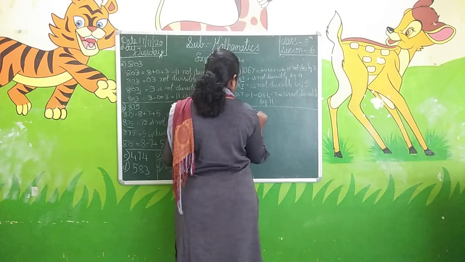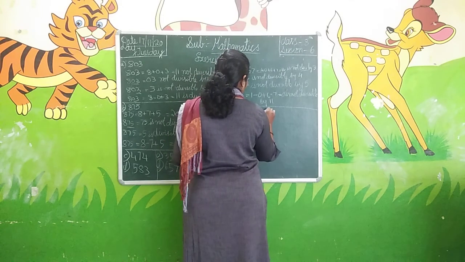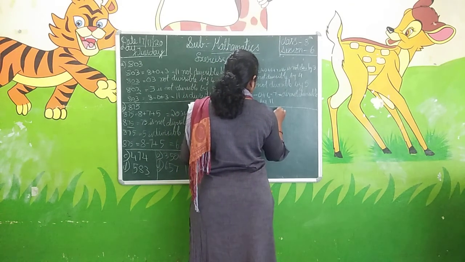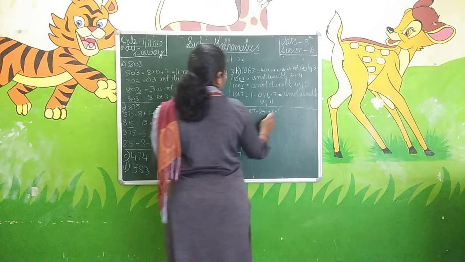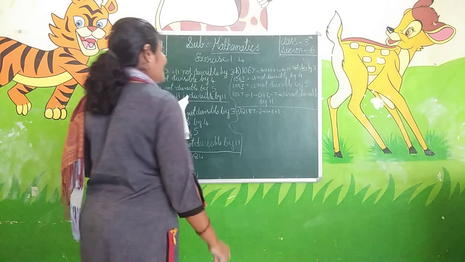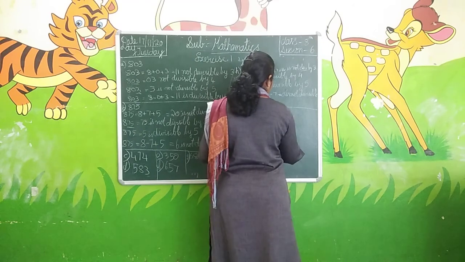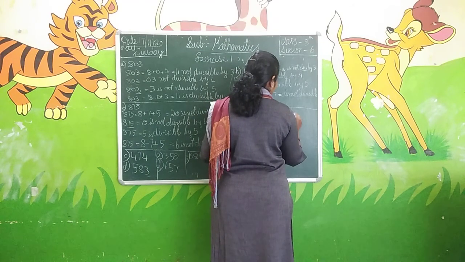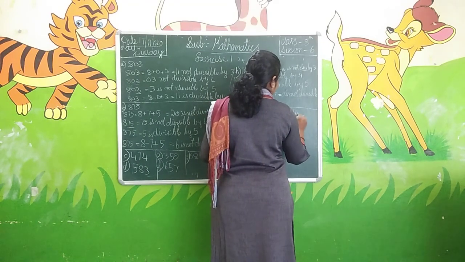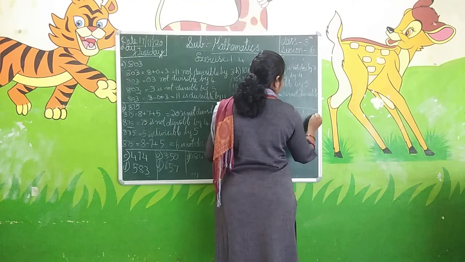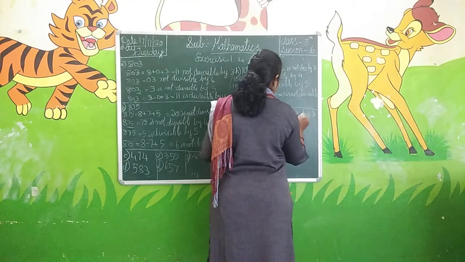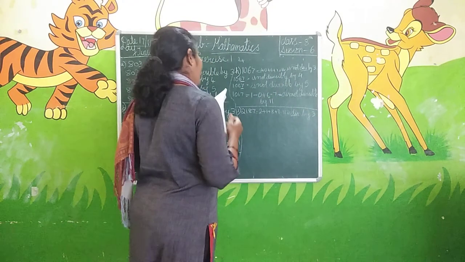2187. If we add the digits, 2 plus 1 plus 8 plus 7: 7 plus 1 is 8, 8 plus 8 is 16, 16 plus 2 is 18. It is divisible by 3, because 3 sixes are 18. So it is divisible by 3.